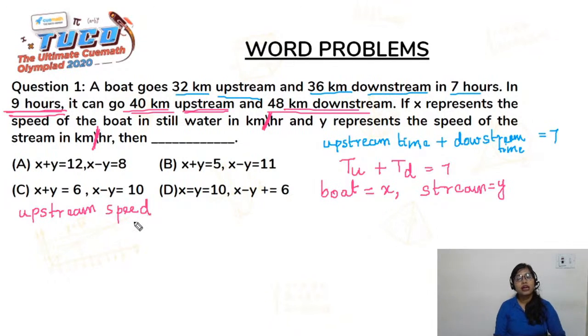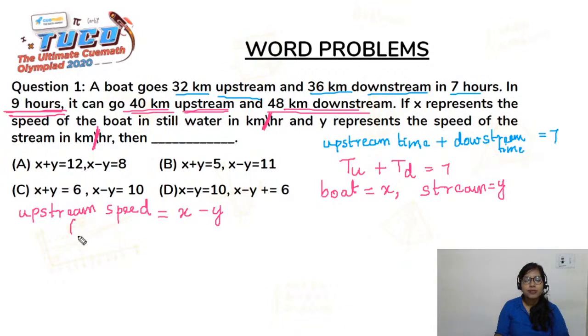So from here, I hope everybody is clear with the concept of upstream and downstream. Upstream is when the boat is moving in the opposite direction of the stream, and downstream is when the boat is moving in the same direction of the stream or water. Upstream speed is, since it is going in the opposite direction, your speed of the stream is going to get subtracted from the speed of the boat. So my speed of the boat is x, so x minus y.